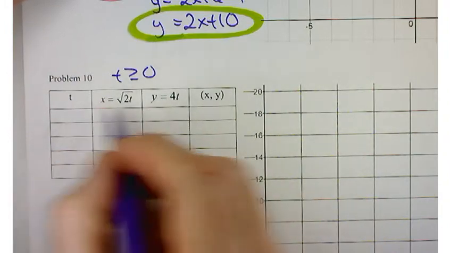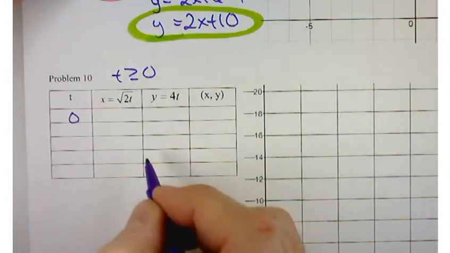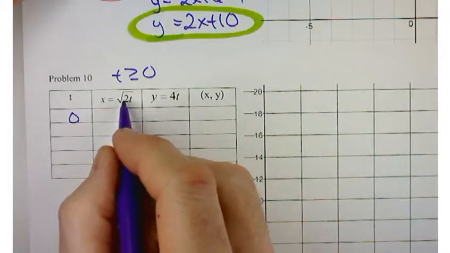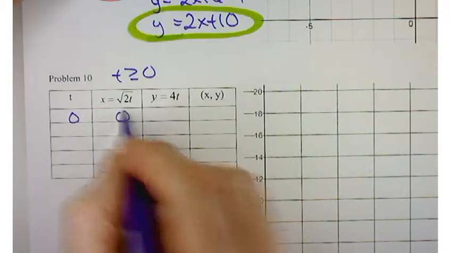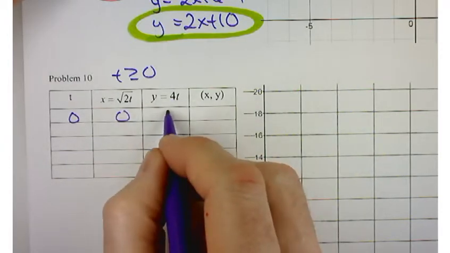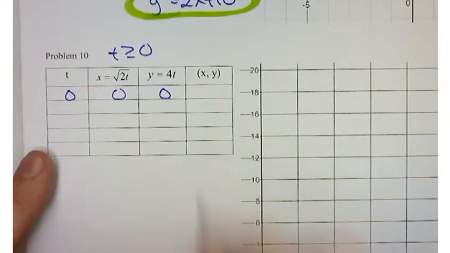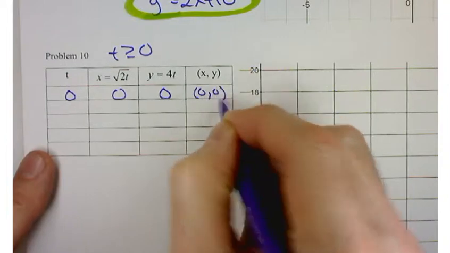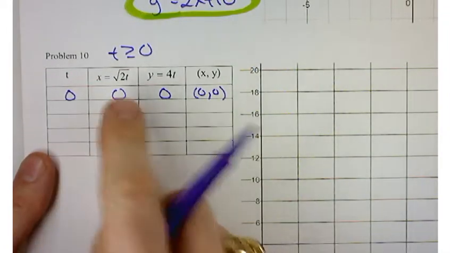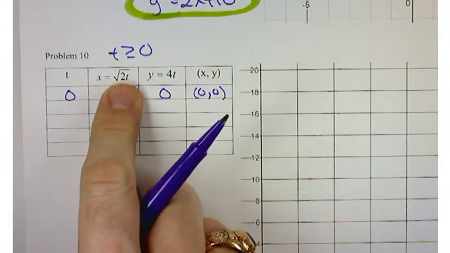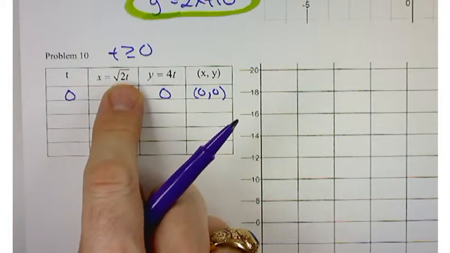Now, one easy value to start with is t equals 0. If t equals 0, I get the square root of 0, which is 0, and 4 times 0, which is still 0. Okay. So I get the point 0, 0. But let's use our thinking cap a little bit. What's an easy value of t that I could plug in here?